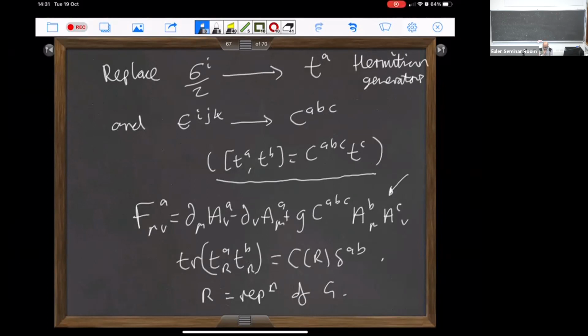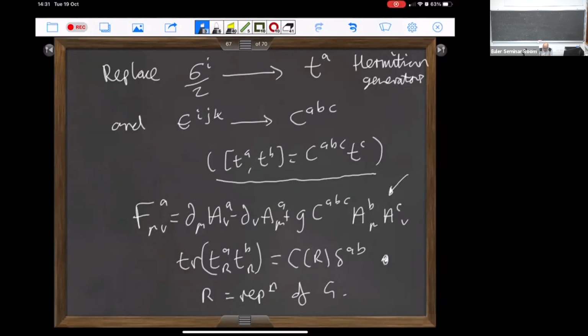And essentially everything goes through in the calculations that we did for SU2. We just have to replace the SU2 generators by the Hermitian generators of whatever gauge group we're talking about, and we replace epsilon ijk by the structure constants of the corresponding Lie algebra. And the corresponding formula for the field strength is given below.